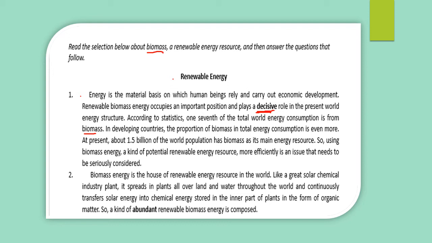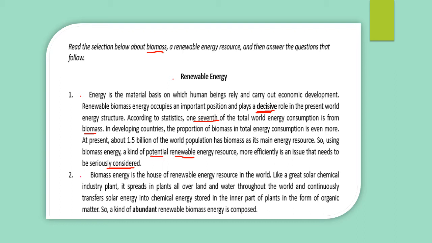That's a huge number. In developing countries, the proportion of biomass in total energy consumption is even more. At present, about 1.5 billion of the world population has biomass as its main energy resource. So using biomass energy, a kind of potential renewable energy resource, more efficiently is an issue that needs to be seriously considered. So it's generally used in the developing world, in developing countries where a lot of it exists. Paragraph 2.